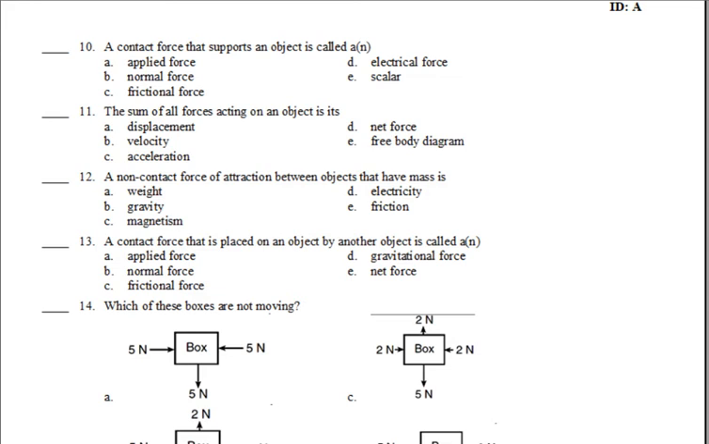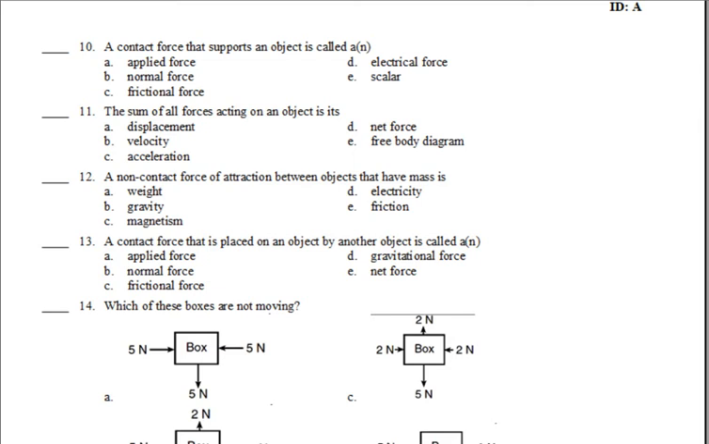Number 11, the sum of all forces acting on an object is its A, displacement, B, velocity, C, acceleration, D, net force, or E, free body diagram. Number 12, a non-contact force of attraction between objects that have mass is A, weight, B, gravity, C, magnetism, D, electricity, or E, friction.